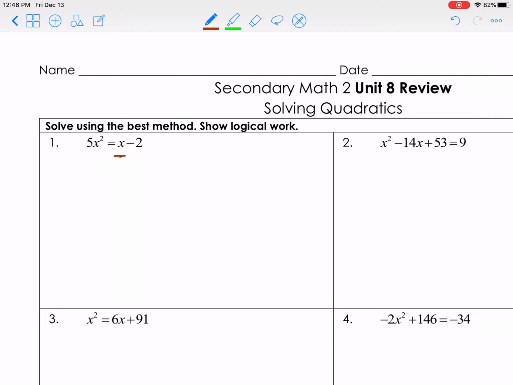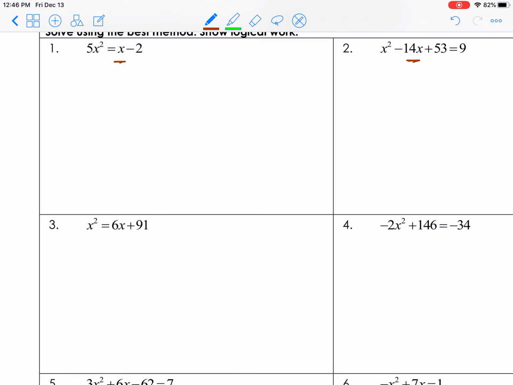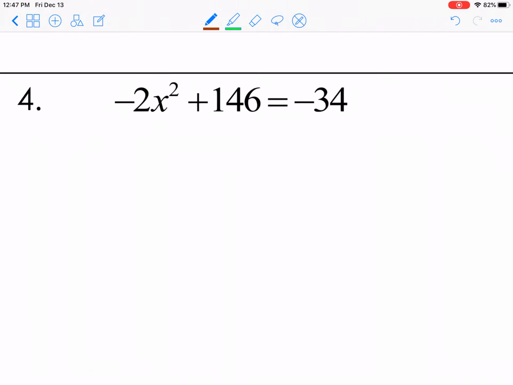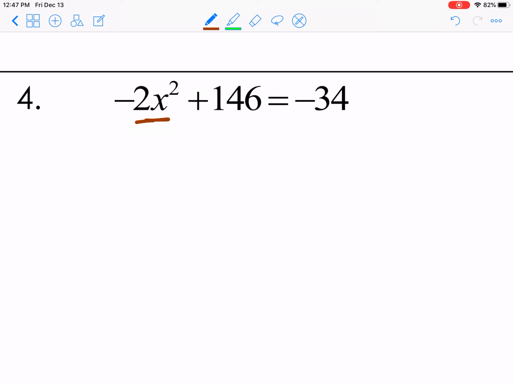This one has a linear term, so it's no good. Linear term wouldn't work. But number 4, no linear term. See how we have quadratic, and then these are both constants, right? Okay, so let's go ahead and solve this by taking the square root.